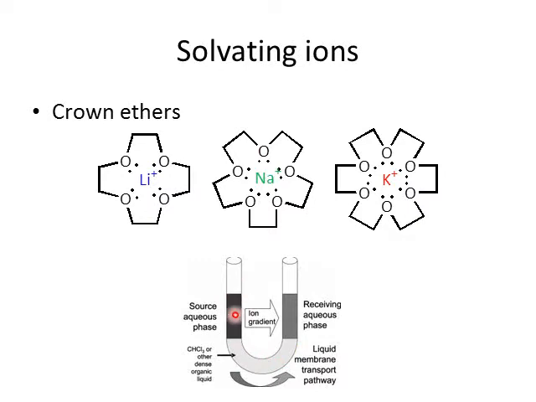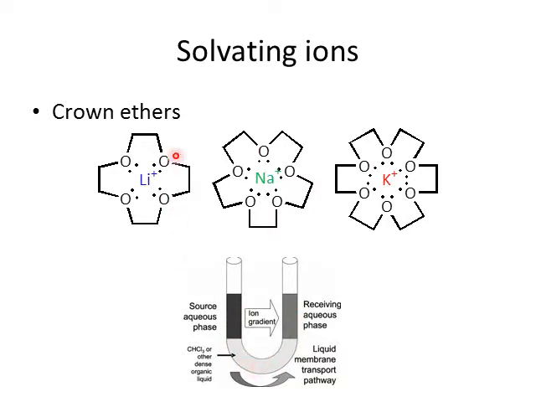Now let's add a bunch of lithium ions to this side. And let's look over here. You know what? No lithium ions. Because lithium ions don't dissolve in dichloromethane. And so it's not like the lithiums that are over here are going to somehow get over here.